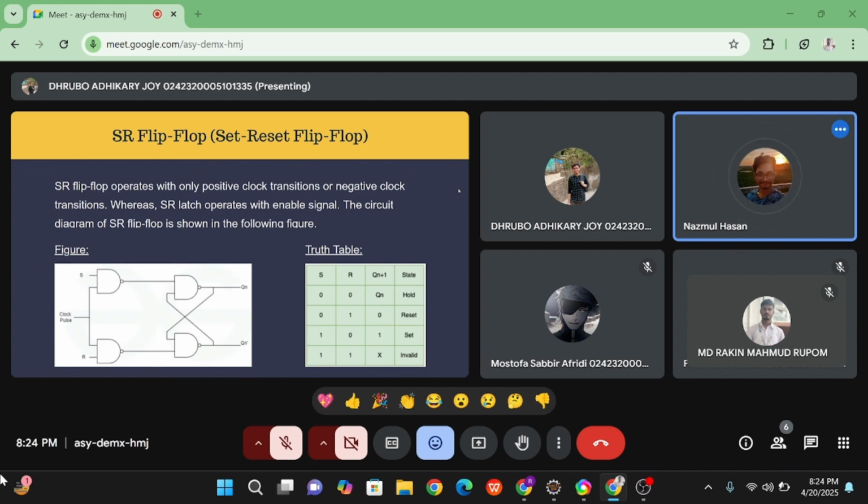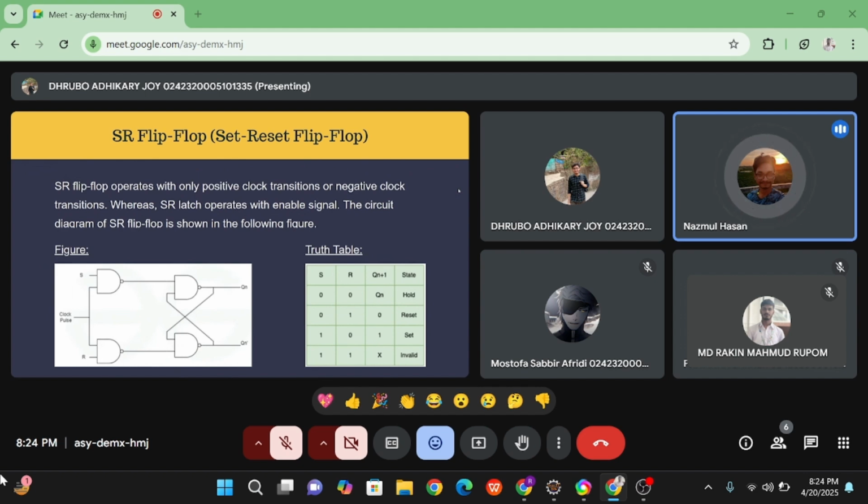So now there's a question: what is a flip-flop? A flip-flop is a circuit that can hold its state, either high or low, until it's told to change. It's like a light switch that remembers whether it's on or off, even if you walk away. Now here we can see the figure of our SR flip-flop, and the SR flip-flop has two inputs, S for set and R for reset.